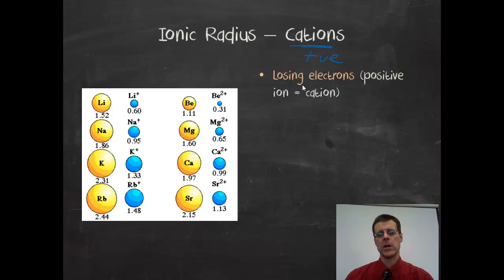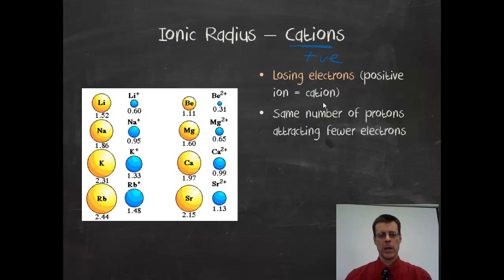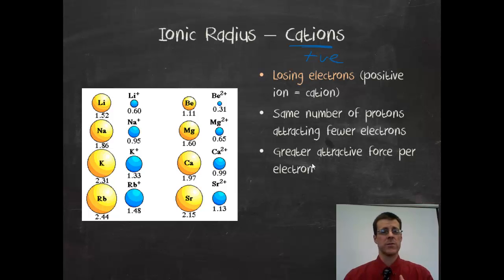So in each case, I've been losing an electron. And now I have the same number of protons attracting fewer electrons. Not only that, more importantly, in the case of lithium, I've gone from having, say, 2 energy levels to 1. In the case of sodium, I've lost my valence orbit altogether. I've gone from having 3 orbits to 2. So I've lost a whole energy level. But also, I have the same number of protons attracting fewer electrons. So in other words, I have a greater attractive force for each electron.